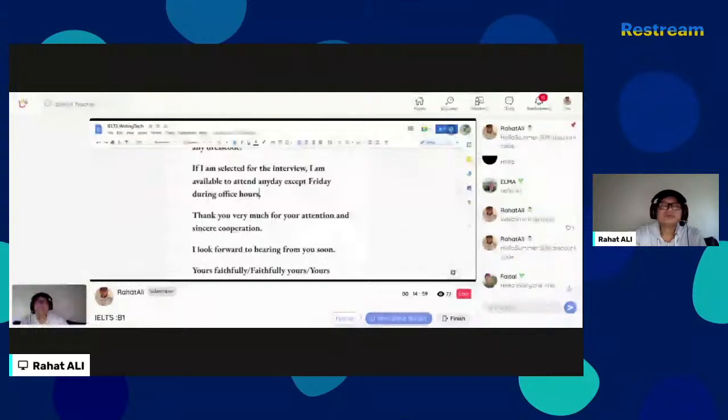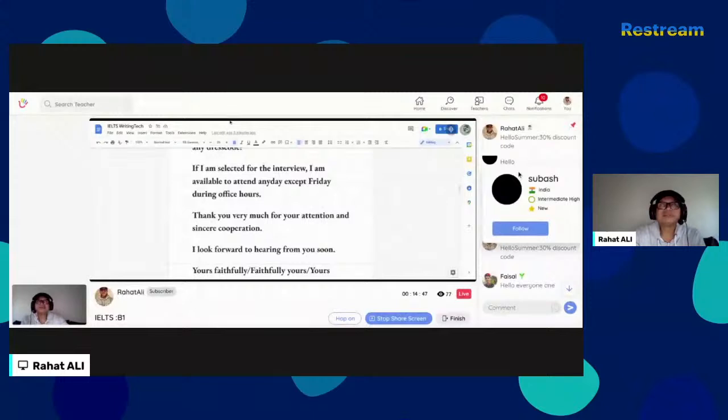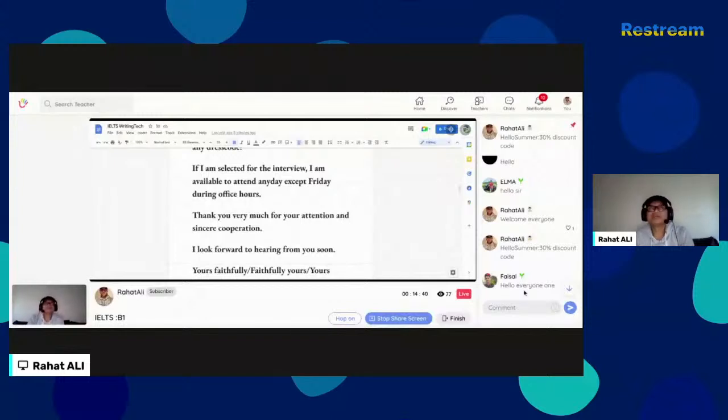And remember, we always write this line, which is very important. I look forward to hearing from you soon. This is the reason why you're writing, because you have sent them the application or letter. Now we are going to expect a response from them, or a reply, you can say, informally. So it's better to have as the last sentence, I look forward to hearing from you soon.